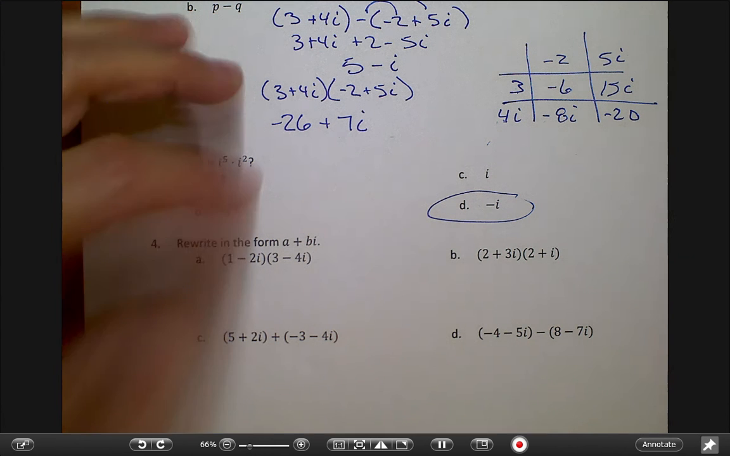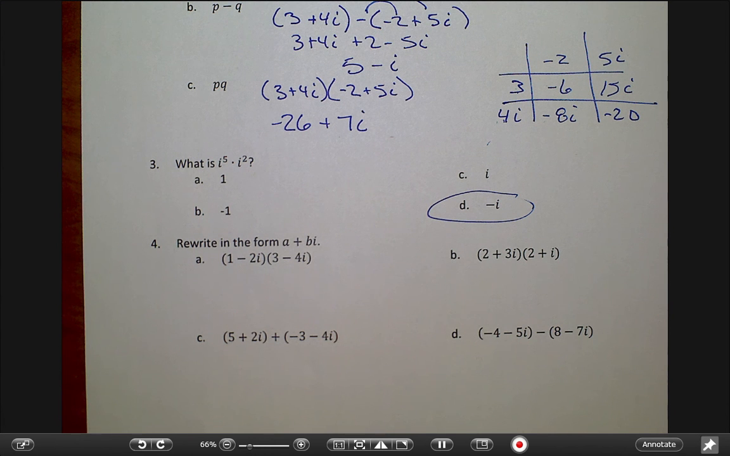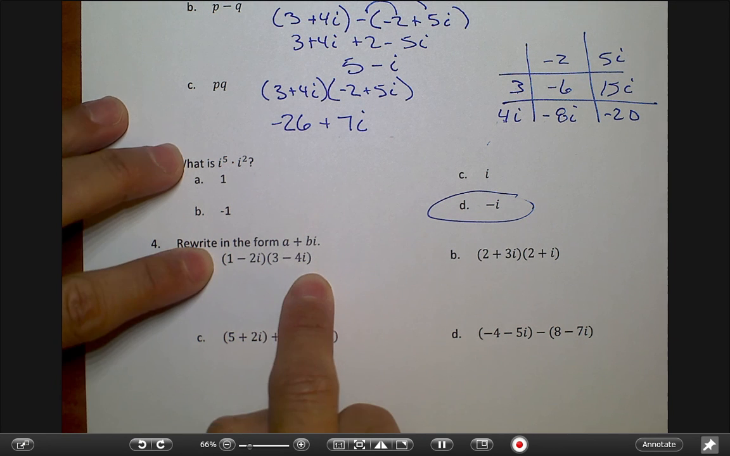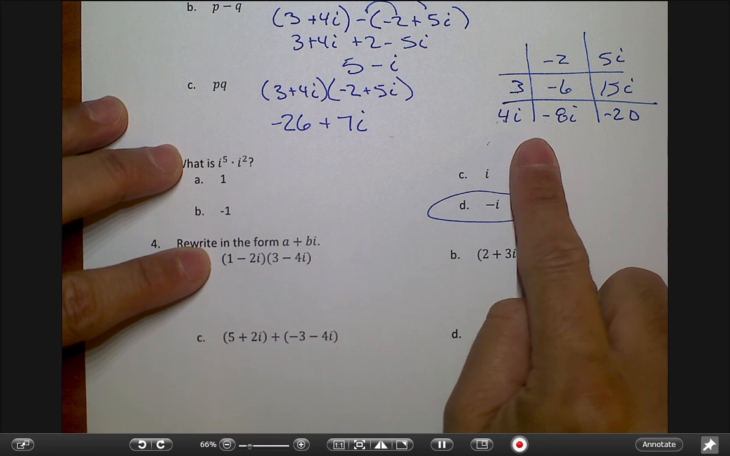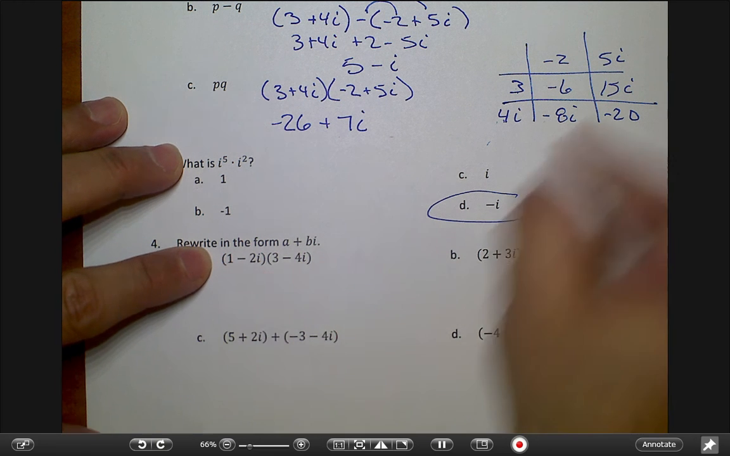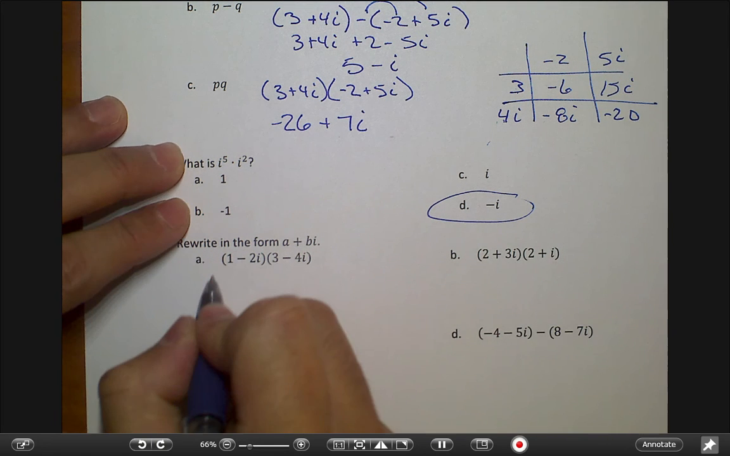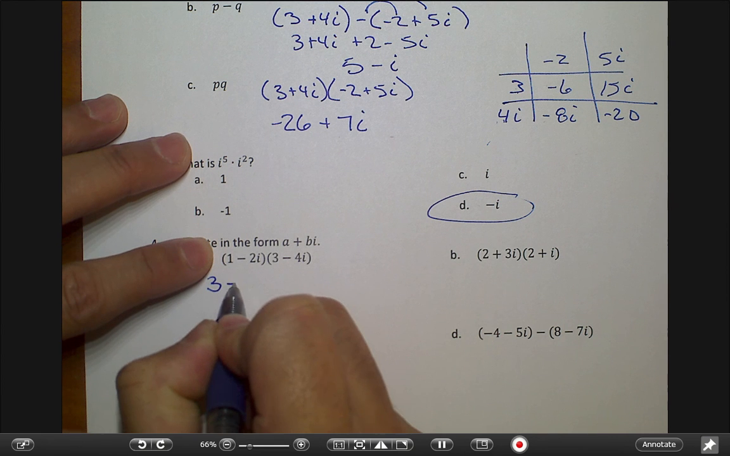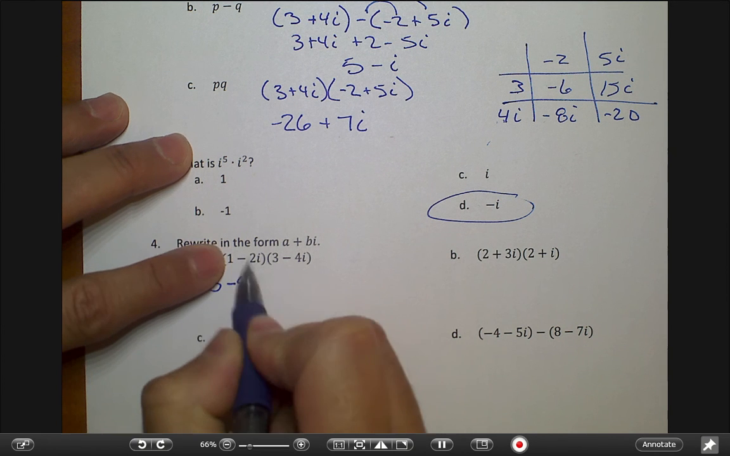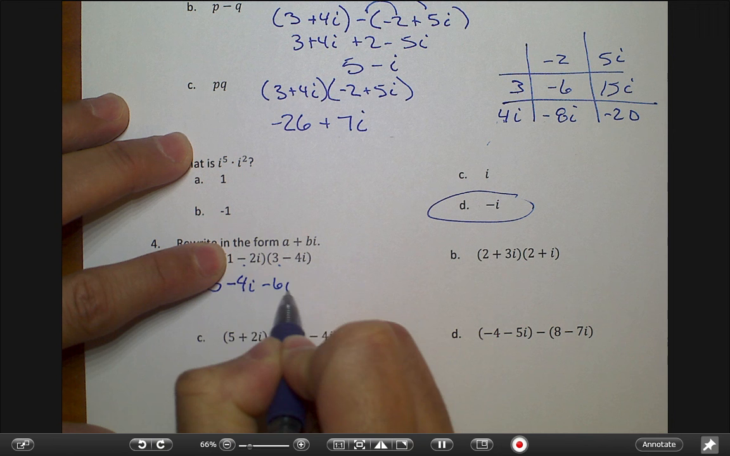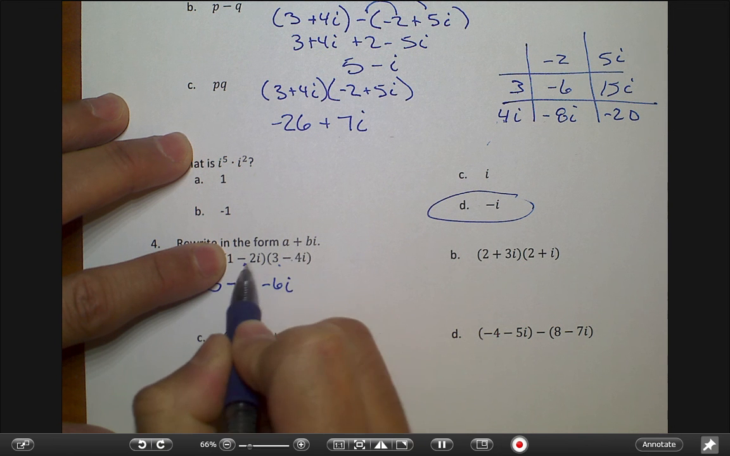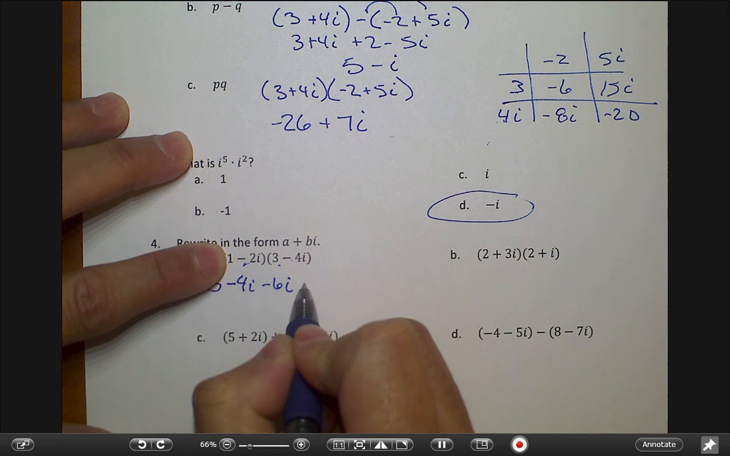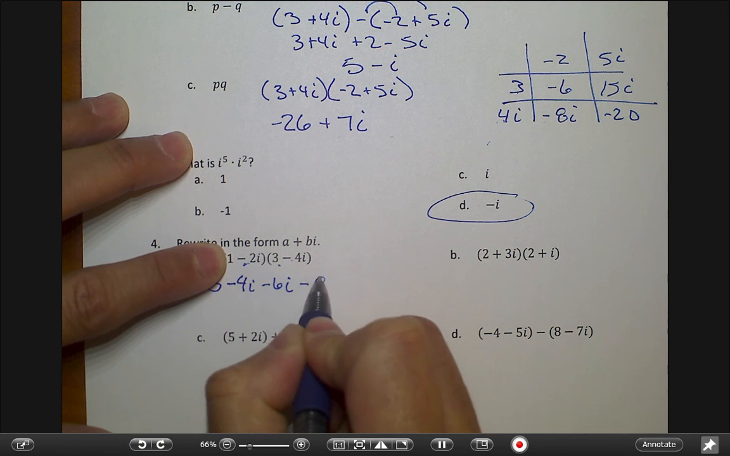All right, rewrite each one in the form a plus bi. So you guys go through, do the multiplication. I did the box method already once here. I'm going to do the FOIL method over here. So it's going to give me 3 minus 4i minus 6i and plus 8i squared, which gives me minus 8.